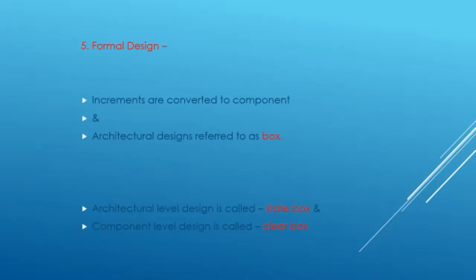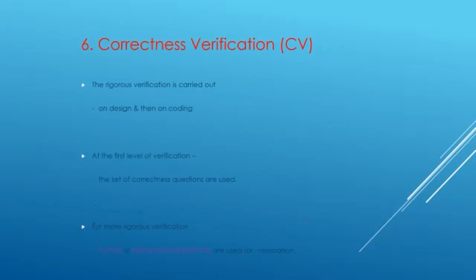Formal design. Increments are converted to component and architectural designs referred to as boxes. Architectural level design is called state box and component level design is called clear box. Step 6, correctness verification: rigorous verification is carried out on the design and then on the code. At the first level of verification, a set of correctness questions is used. For more rigorous verification, formal or mathematical methods are used.